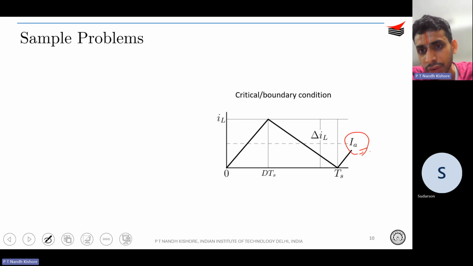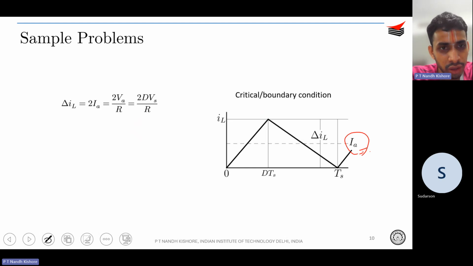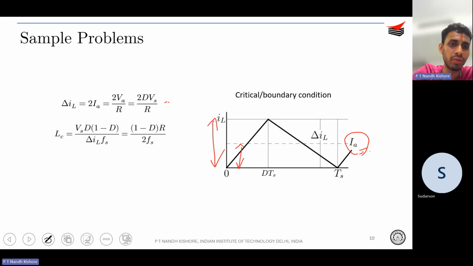So from this itself, you can formulate that your delta IL, the peak-to-peak ripple, is going to be twice your average value of inductor current, right? So that's what we have written. Delta IL is going to be twice the average value of inductor current. The average value of the inductor current is the same as your load current, which is V naught by R or VA by R. For a buck converter, you know that VA is D times VS. Therefore, delta IL is equal to 2D VS by R. Always try to formulate a relationship between the known quantities and the unknown quantities.